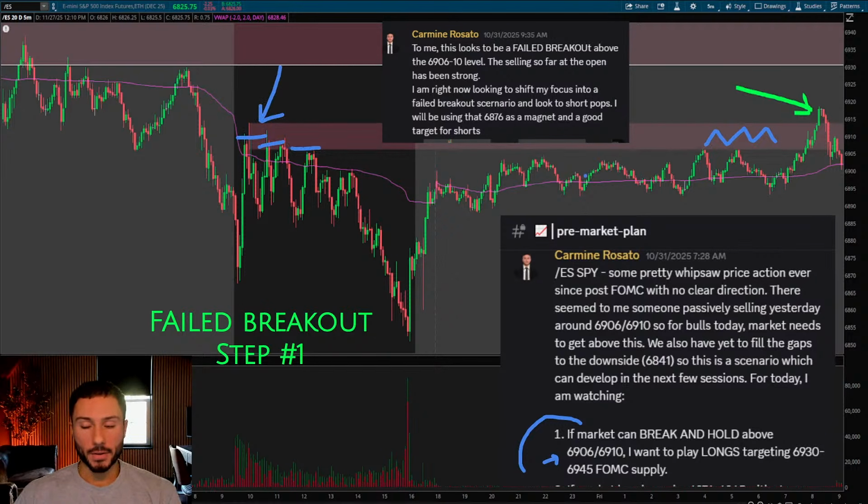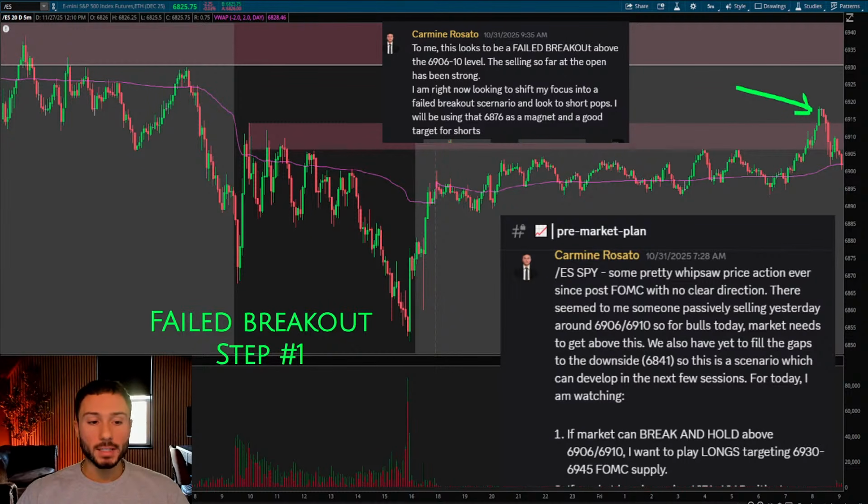If it could get above this passive seller, then I would flip my bias and look for longs targeting an upper level of resistance or supply. Now, the market in the overnight session tried breaking above this 69.10, 69.06 level and failed to do so. So this indicates that sellers are now present above this level of resistance, especially breaking above the previous day high and failing to maintain buying strength above an existing level where a seller was passive from the day before.